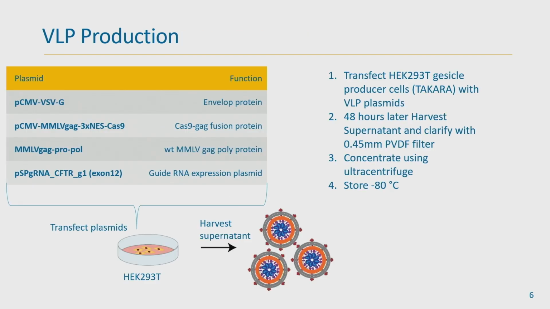Generating these VLPs is really straightforward. You just transfect HEK293T cells with these 4 plasmids, which encode key components of these VLPs. After 48 hours, you harvest them from the supernatant and clarify them to remove large cellular contaminants using a PVDF filter. You can then concentrate these VLPs using an ultracentrifuge and store them at -80.